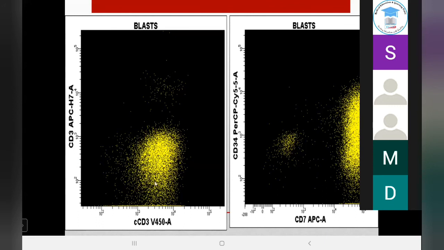That means the surface is lost. That clearly means it's a T blast. All right. What about the 34? Ma'am, 34 is positive as well as CD7 is positive. Yeah, CD7 is very brightly positive. Okay. So generally T-ALLs have a very bright CD7 and the CD34 is also positive in this case. So even if it was 34 negative, when you have a population which is cytoplasmic CD3 positive and surface CD3 negative, you know that they are abnormal blasts.